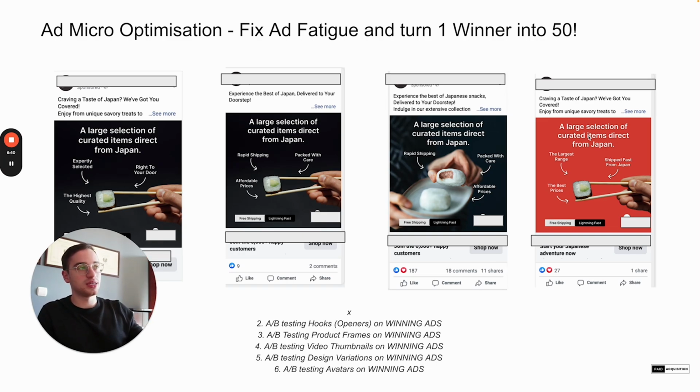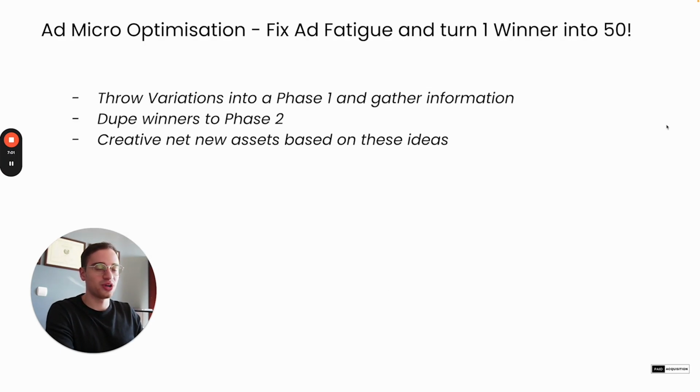And how we test this stuff, that should be 100% transparent. We throw these variations into phase 1, so we test them with traffic, we see what's resonating, we put it into phase 2, we test it in conversion objective, and we then scale into phase 3 and phase 4. Now, again, I'm sorry that I'm going maybe a bit too fast, but I don't want to make this video an hour long because you probably wouldn't watch it. So, throw variations into phase 1, get information, move it into phase 2, create new assets based on these ideas.